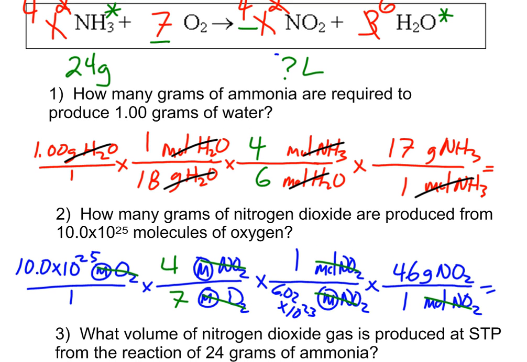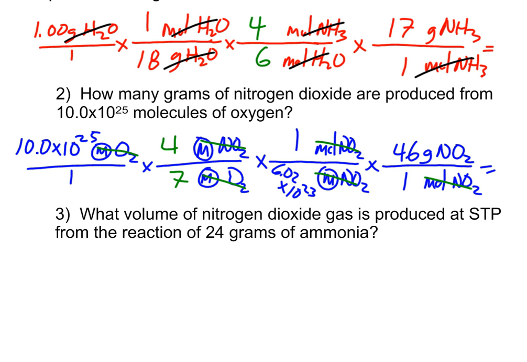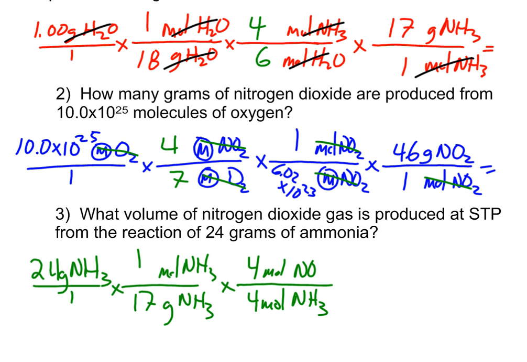Okay, so we have 24 grams of ammonia. And again, we need to get from one substance to another, we need to get to moles. So we go grams of NH3 to moles of NH3. 1 mole is 17 grams. And then 4 moles of the NH3 to 4 moles of the NO2. Again, using the balanced equation. So the 4s were the coefficients for each of those in the balanced equation. And then here's our new conversion factor.